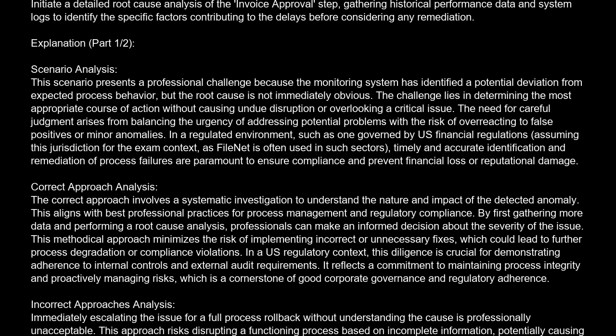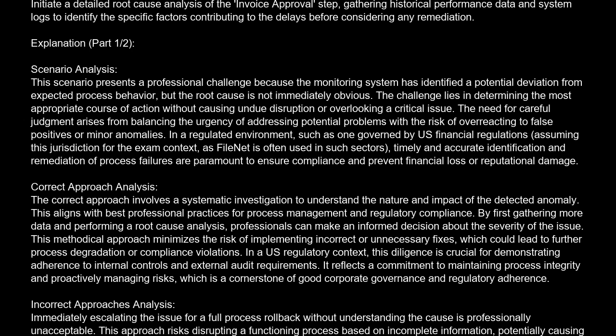In a U.S. regulatory context, this diligence is crucial for demonstrating adherence to internal controls and external audit requirements. It reflects a commitment to maintaining process integrity and proactively managing risks, which is a cornerstone of good corporate governance and regulatory adherence.